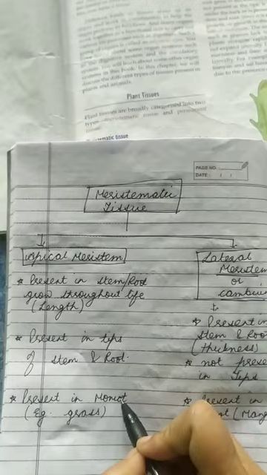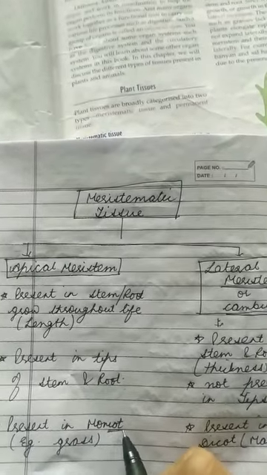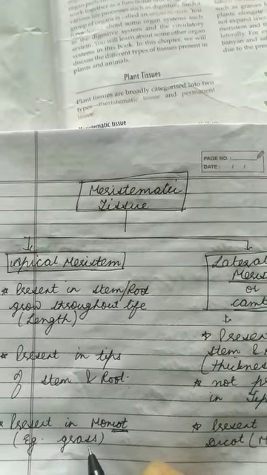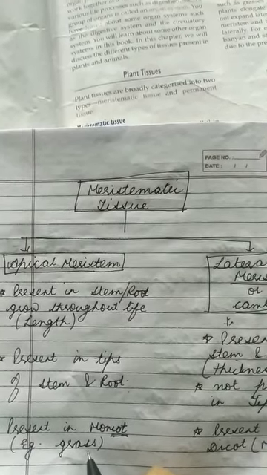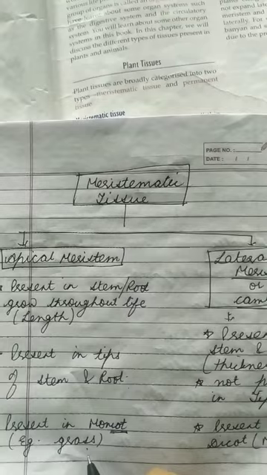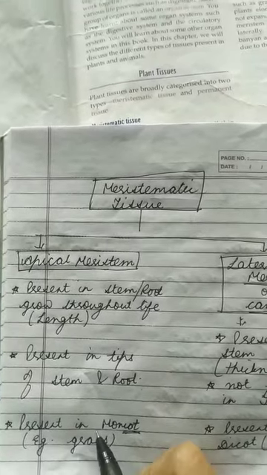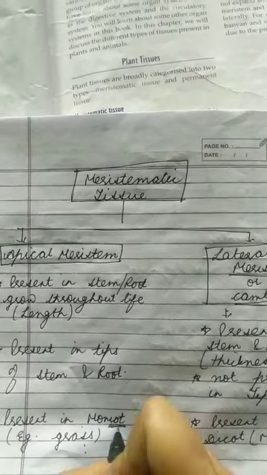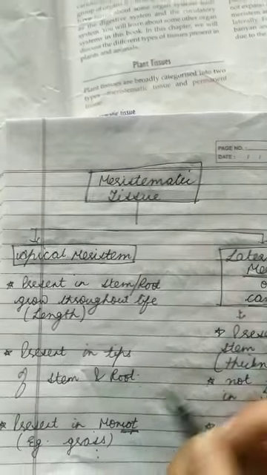It is present in monocot plants. Monocot plants means the plants which have only one seed leaf, such as grass. You can see grass generally grows, but it does not grow in thickness. It grows in length only. So mostly the apical meristem is present in monocot plants, those which have only one cotyledon.